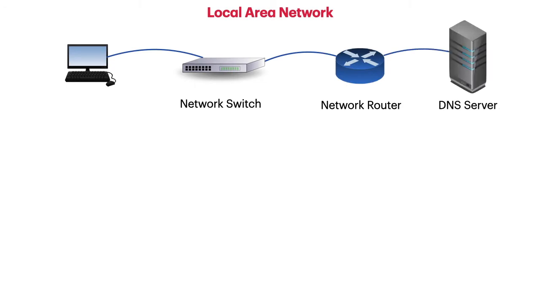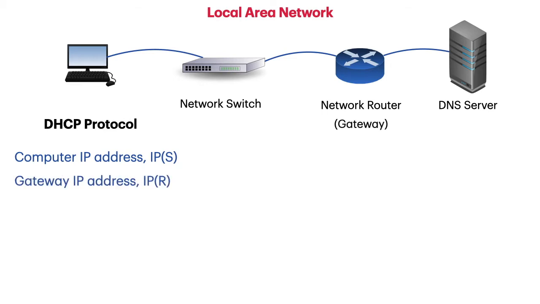Let's understand this process in detail with an example. As soon as we connect our computer to a local area network with an Ethernet cable or via Wi-Fi connection, the DHCP protocol allocates an IP address to the computer, say IPS. DHCP also provides some additional information to the computer, including the IP address of the default gateway router, say IPR, and the DNS server IP address is also provided via the DHCP protocol.